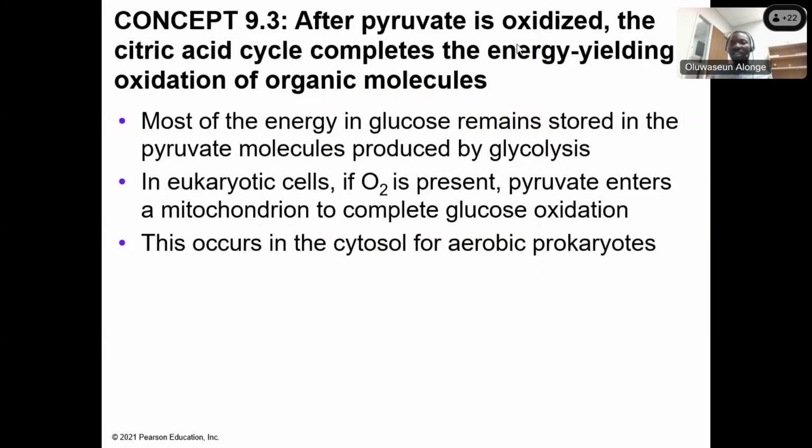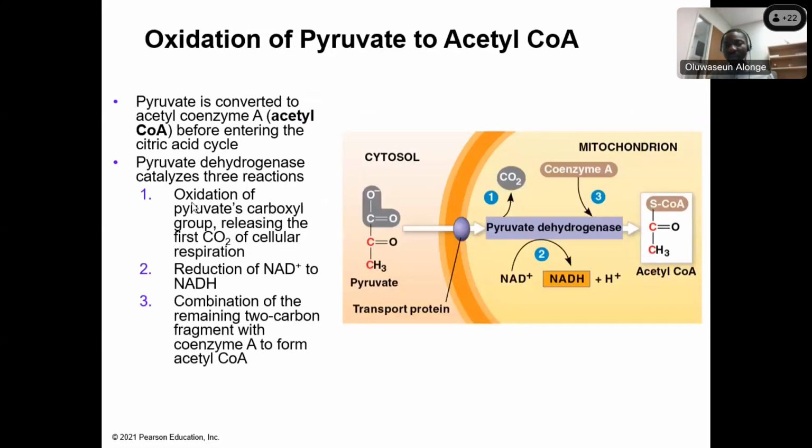Now, this is the issue. After pyruvate is oxidized, the citric acid cycle completes the energy-yielding oxidation of glucose, the organic molecule. Most of the energy in glucose remains stored in the pyruvate molecules produced by glycolysis. In eukaryotes, if oxygen is present, pyruvate will enter the mitochondria to complete oxidation. This occurs in the cytosol of aerobic prokaryotes. Now, let's look at what happens in pyruvate oxidation, or pyruvate preparation.